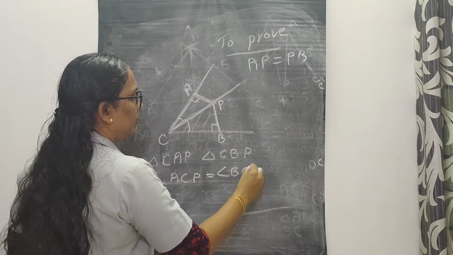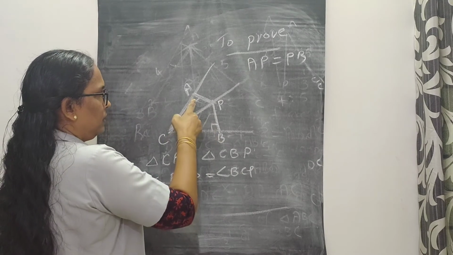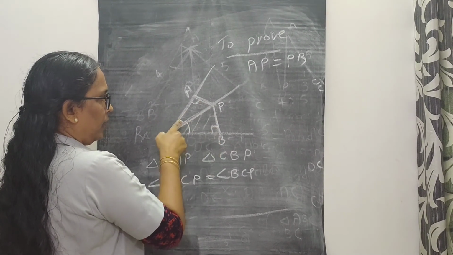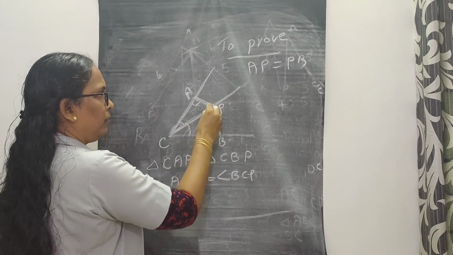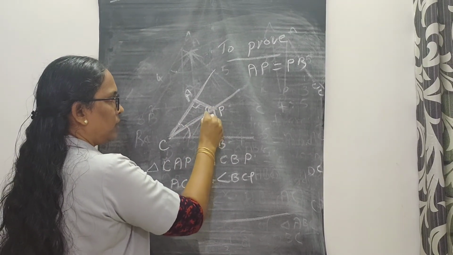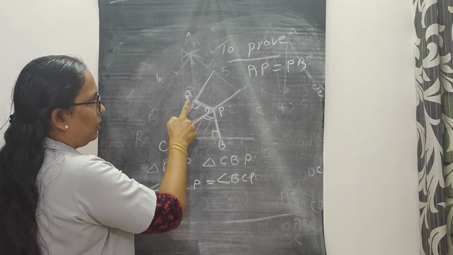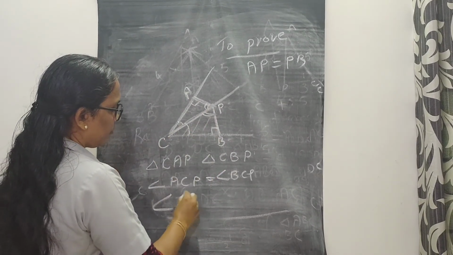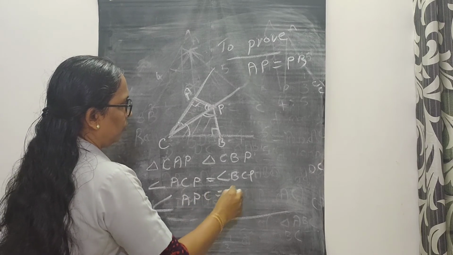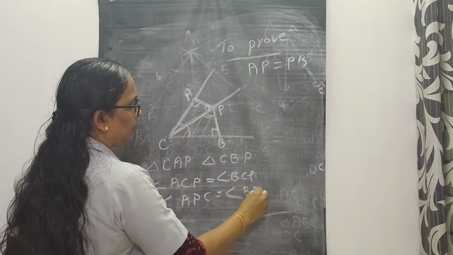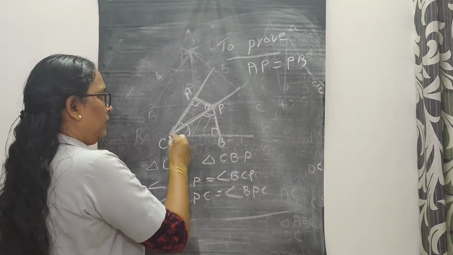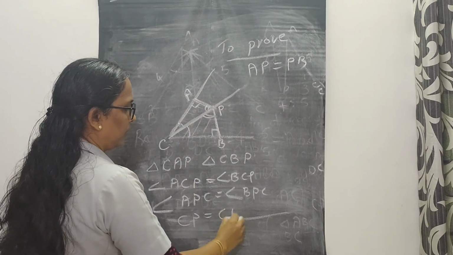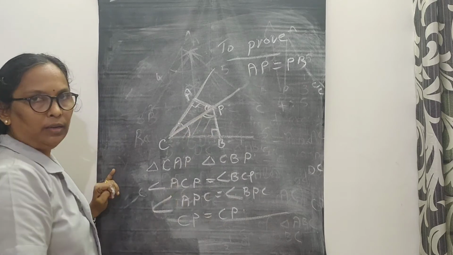Then, since these two angles are equal, and here this and this are 90 degrees, that means the remaining angles also will be equal. Which are the remaining angles here? Angle APC and angle BPC. Angle APC equal to angle BPC. Then, here CP is a common side. So, CP equal to CP. It is the common side of these two triangles.